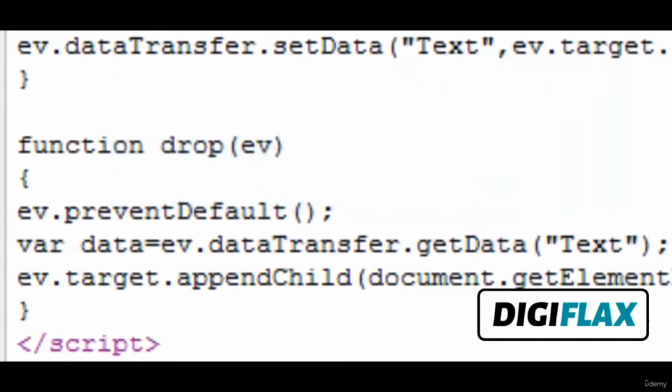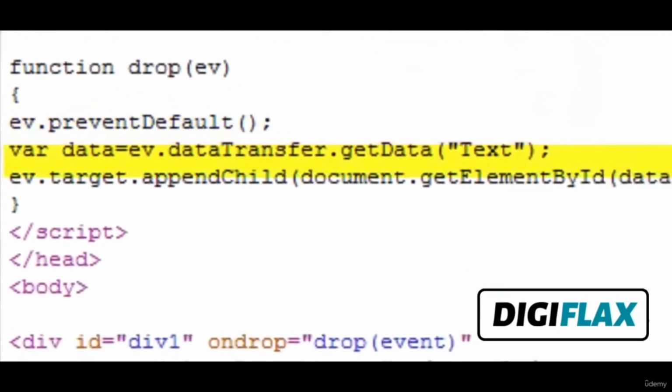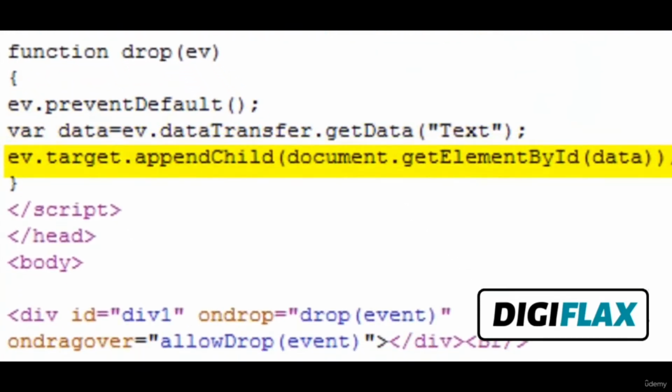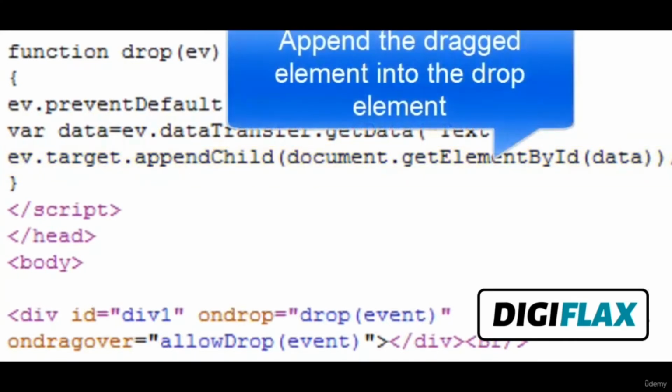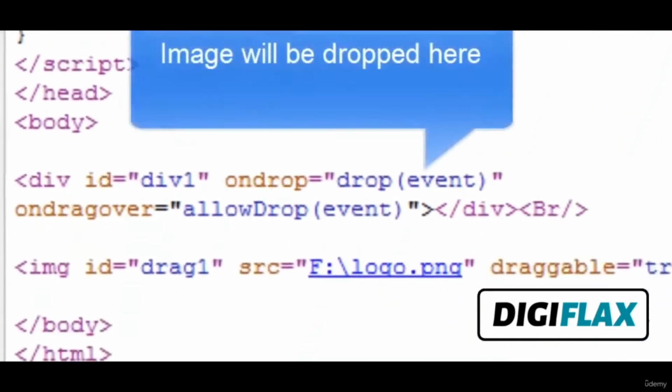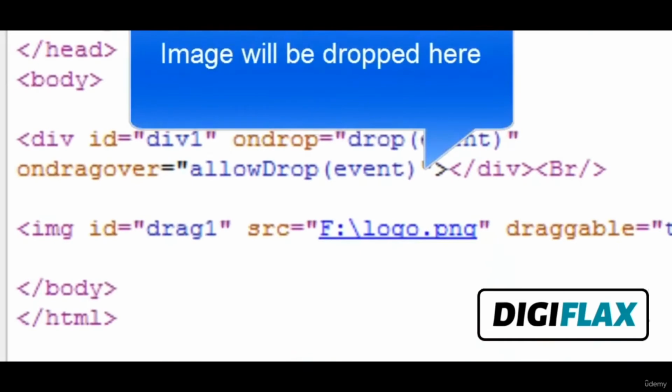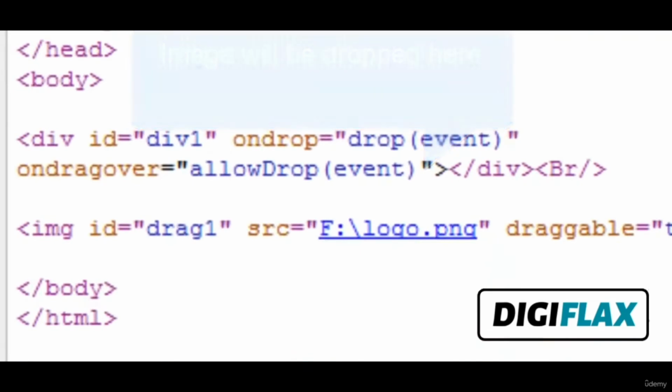Then at last it appends the element to the target element. The target element in this case is the division, which is appended with the image. So in between here the image will be shown. Let us preview this script in any HTML5 compliant browser.